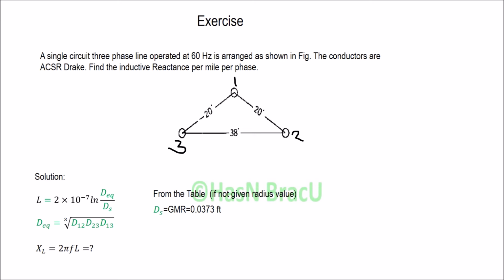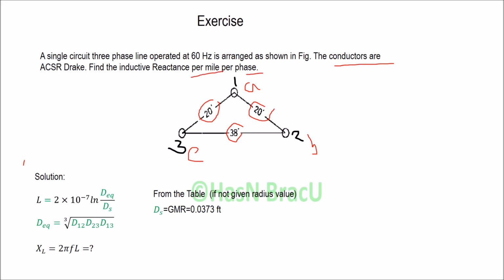Now here is a problem: a single circuit of three-phase conductor, phase A, phase B and phase C, and the distance between phase A and phase B conductor is D12 equal to 20 feet. For phase B and C, D23 is equal to 38 feet, and the distance between phase C and A, D13, is equal to 20 feet. The conductors are ACSR Drake type, right? Now find the inductive reactance per mile per phase.